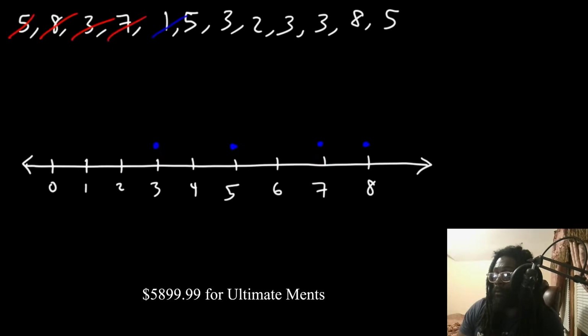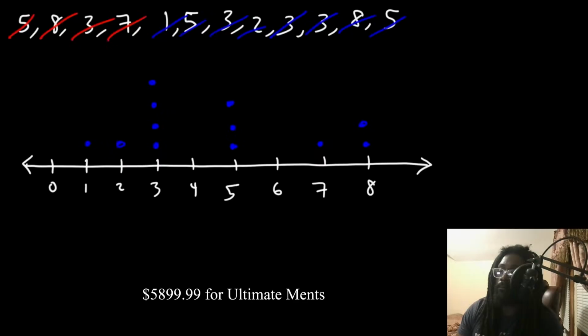And then it's a 1. And then a 5. So notice that we have a second 5. All we need to do is draw another dot above the first one. And then it's a 3, 2, and then another 3, another dot, and another 1, another dot, and then 8, and then 5. Alright. So that's how you can make a dot plot.